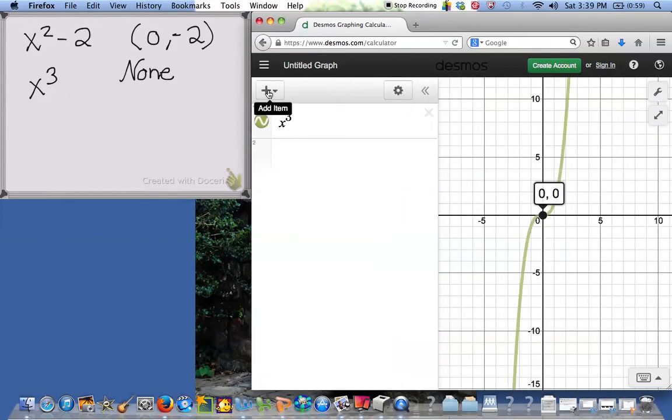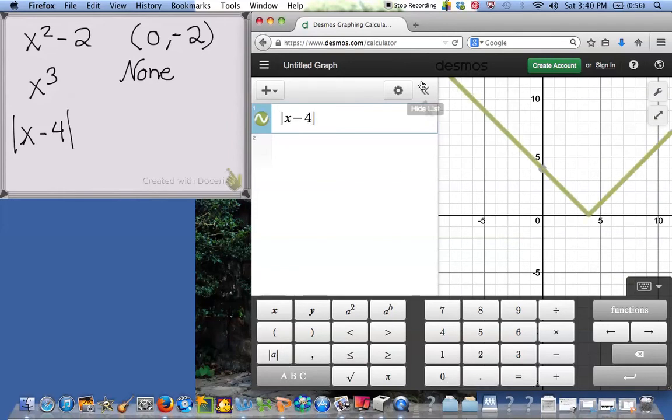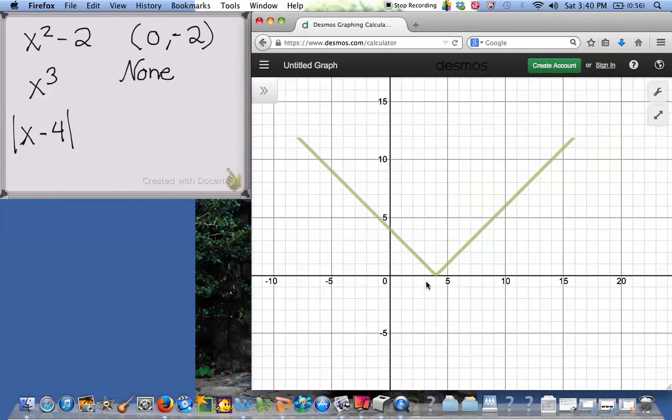What if we had the absolute value of x minus 4? So in Desmos, you will see the absolute value bar, and then you can just type in x minus 4, and it'll go ahead and graph your curve. In this situation, you do see a low spot, so again, this is another absolute min. And we can click on it, and it will tell us it's located at 4, 0.